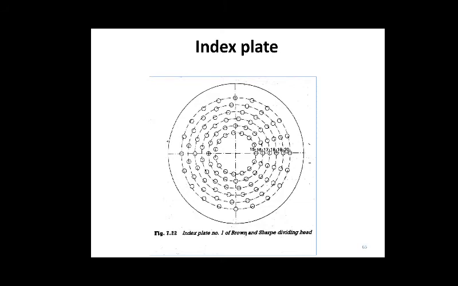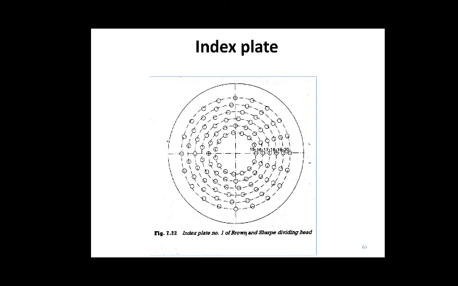And if the gear has 30 teeth, then the index crank movement is 40 upon 30, which means one complete turn of the crank and an additional 1/3 of a turn. For obtaining the additional 1/3 turn, select the plate. In such a way we can do the indexing.